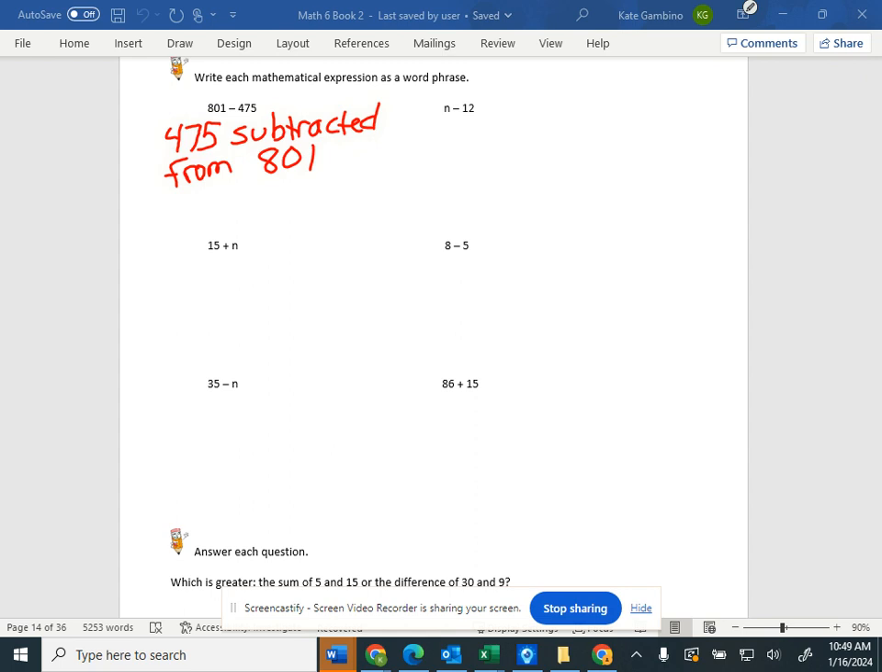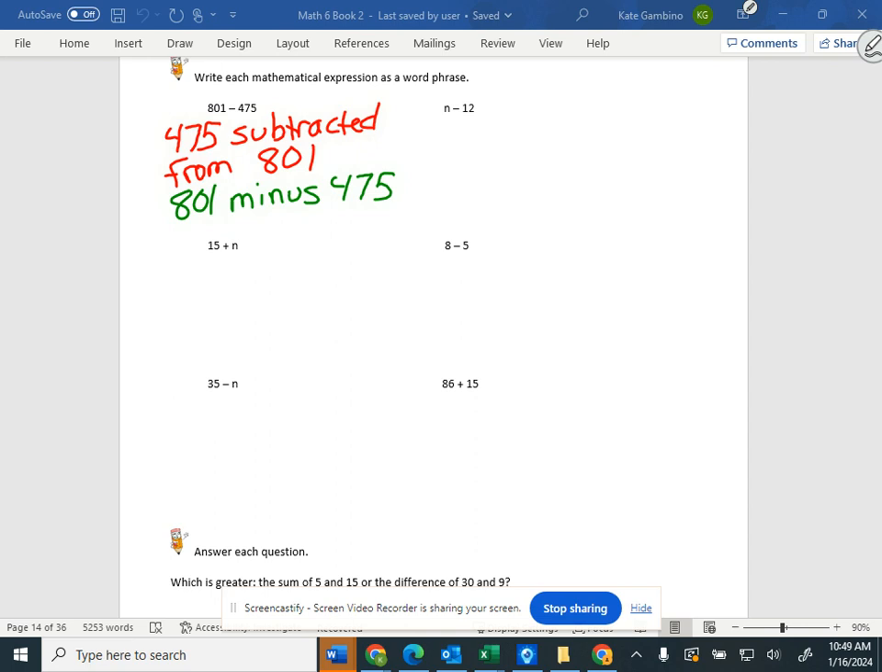Liam? 801 minus 475 means the same thing. So you could put it, and this isn't one where this is the only right answer. You do have to be careful if you're using subtracted from and less than. You have to make sure that you're putting it in the correct order. Right, so we have 475 subtracted from 801. Or you put 801 minus 475.